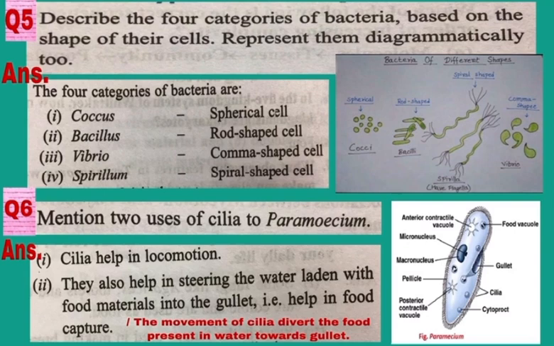Question number 6. Mention 2 uses of cilia of Paramecium. See the diagram. Paramecium is covered with thousands of cilia. They help Paramecium in first, locomotion, second, in capturing food. Water containing food is directed towards the gullet by movement of cilia. You can see the gullet in the diagram through which food enters the Paramecium.